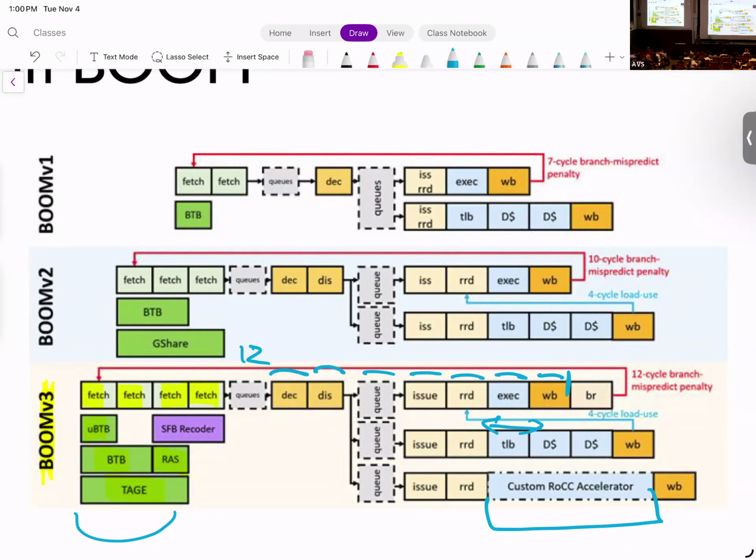Yes, it takes four cycles to get one set of instructions. But then you read 4 of them, so you feed the pipeline very quickly.